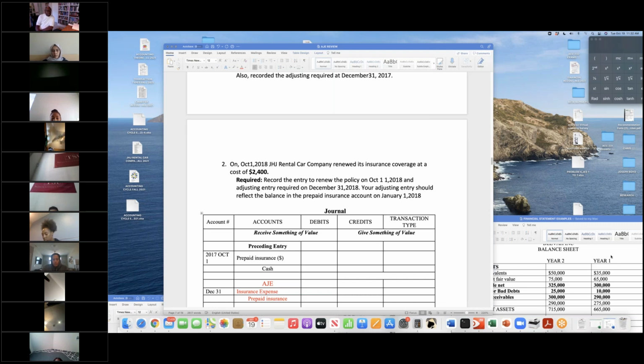I know y'all got this insurance purchase now. What's my journal entry? It's prepaid insurance. You're going to debit 2,400. And then you're going to credit cash for 2,400. Okay. So that's our journal entry. That's correct.